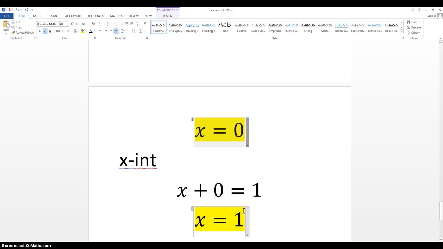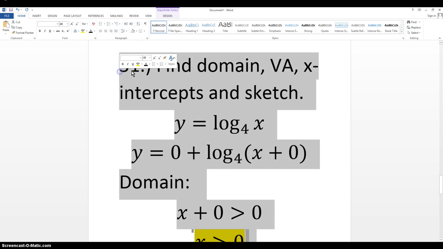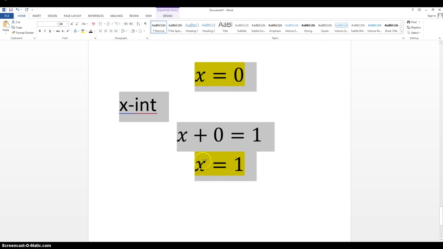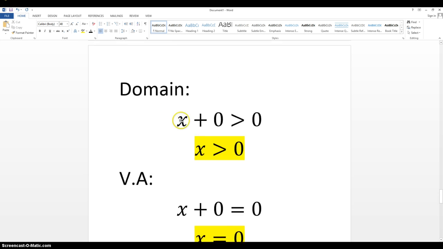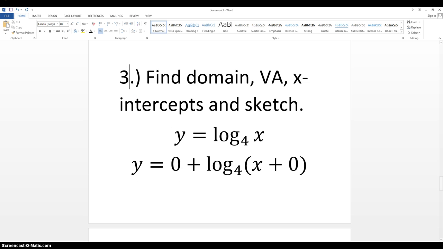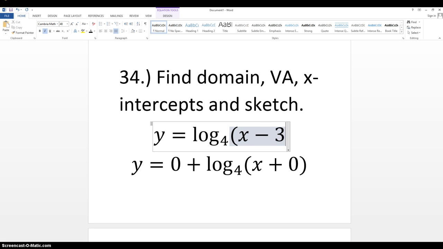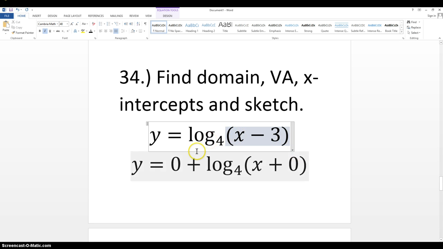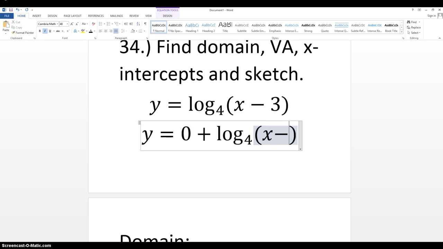Excellent. Okay, so now we're going to go ahead and do number 34. I'm going to copy and paste this one so I won't have to continuously type. Alright, so here we go. Same instructions. However, my equation has changed to log of x minus 3 base 4. In this case, again, I don't have a shift that moves my log function up and down, so this can be 0. And here I have x minus 3.